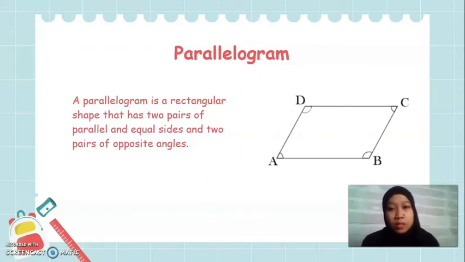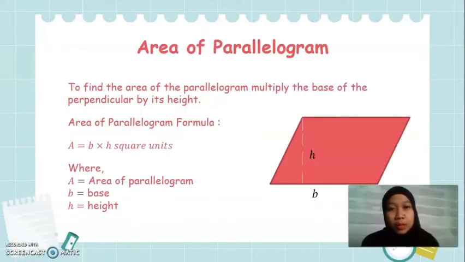The next is parallelogram. A parallelogram is a rectangular shape that has two pairs of parallel and equal sides and two pairs of opposite angles. Area of parallelogram. To find the area of the parallelogram, multiply the base by its perpendicular height. Area of parallelogram formula is A equals B times H. The unit is square unit, where A equals area of parallelogram, B equals base, H equals height.